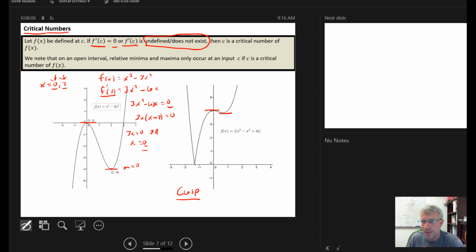So for this function, I would need to know, what x coordinate corresponds to the cusp? That's a critical number. What x coordinate corresponds to this local maximum? That's a critical number. What x coordinate corresponds to this local minimum? That is a critical number of the function.